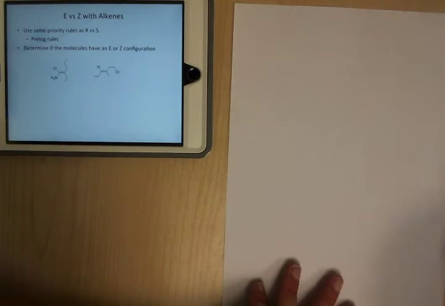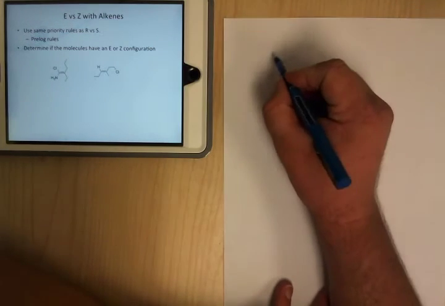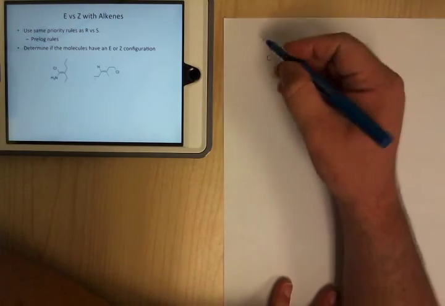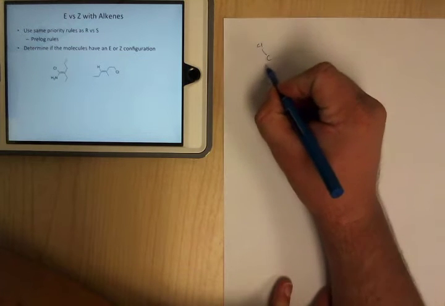Okay, so E and Z. For this one, we're going to need to use similar rules as the R and the S for priorities.